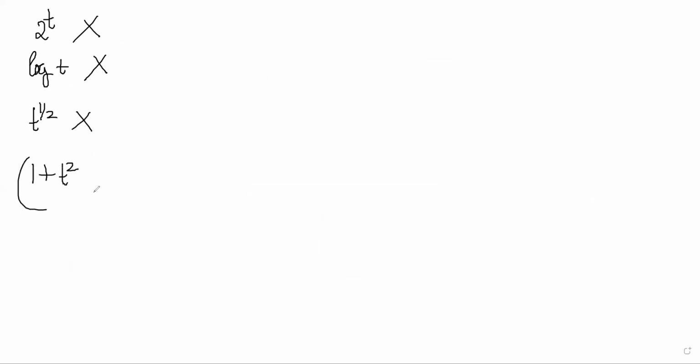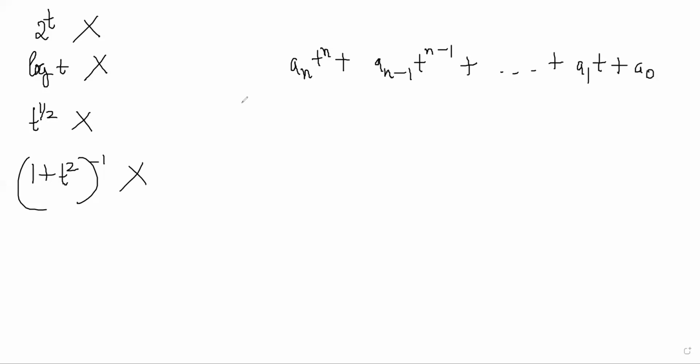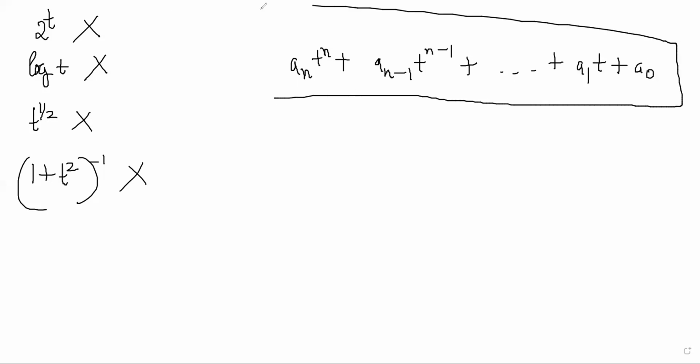Is 2 to the power t a polynomial? No, 2 to the power t is not a polynomial. Log t, for example, is not a polynomial. t to the power half is not a polynomial. 1 plus t squared to the power minus 1 is not a polynomial. So I hope you get the point. Anything that doesn't fit this pattern is not a polynomial, and sometimes the pattern could be hidden. So you have to explore whether you can actually write the function like this or not, right?